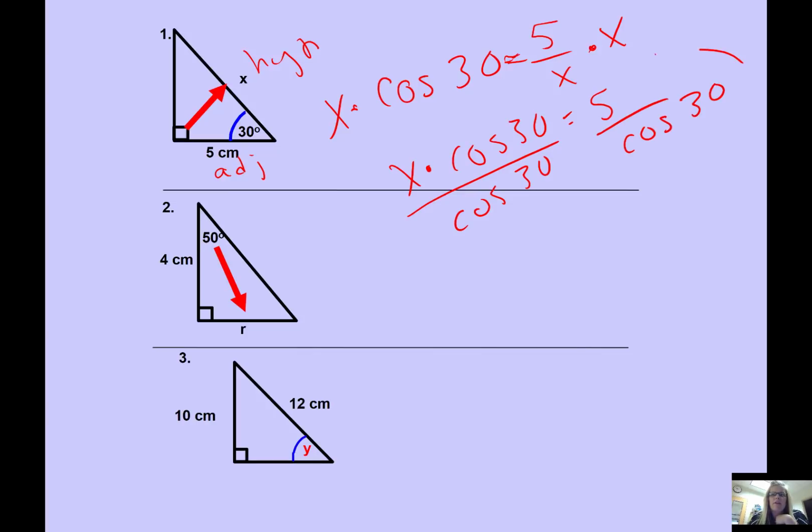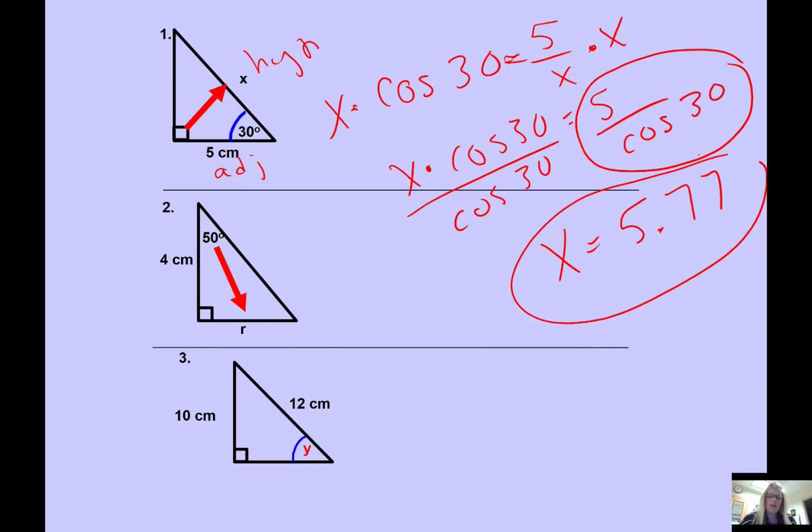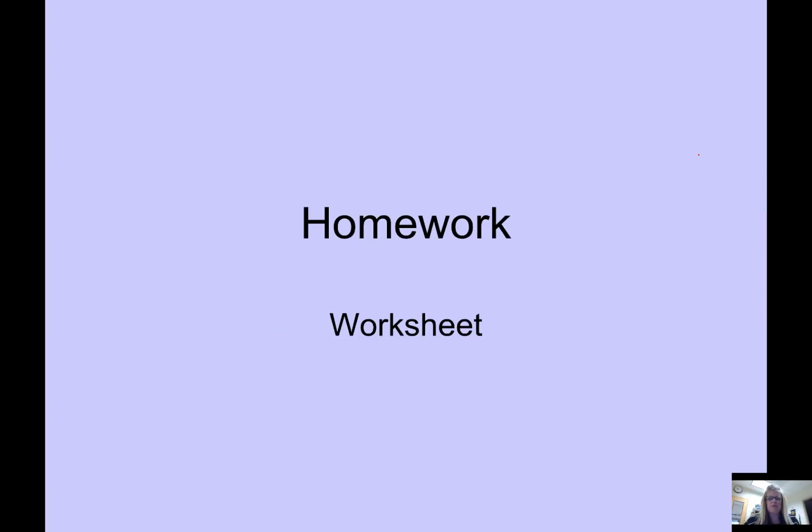So in my calculator, this is what I put in. 5 divided by cosine 30. What do you get? X equals 5.77. We can do a quick glance. Is my hypotenuse now bigger than my adjacent side? Not by much, but is it bigger? You got it. So that's what the next part is.